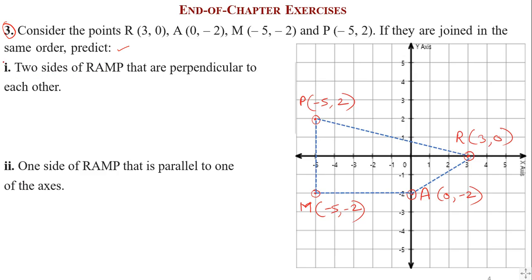Predict. Now in that first one we will see two sides of RAMP that are perpendicular to each other. So which two sides are perpendicular? So now if we see here in the diagram, PM is perpendicular to MA and MA is perpendicular to PM. So these two lines are perpendicular to each other, so that is what we will write here.